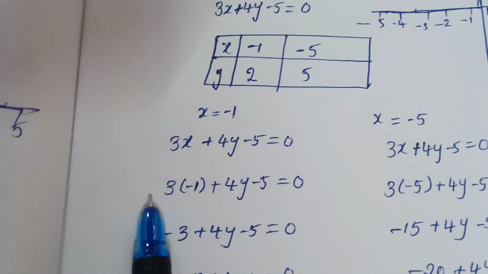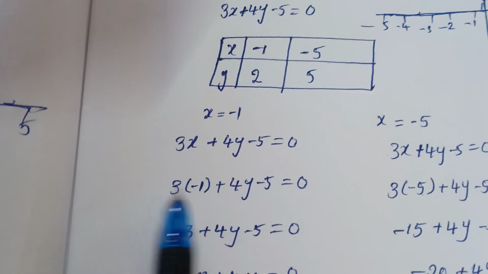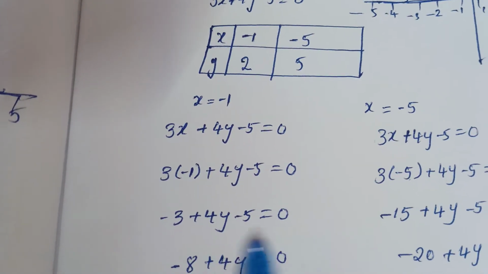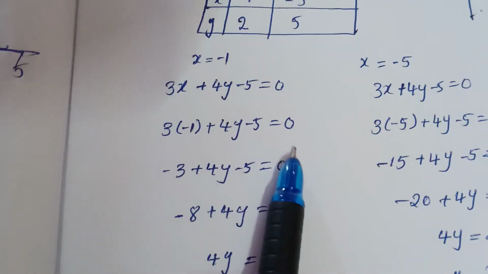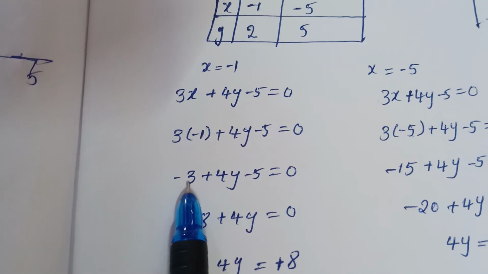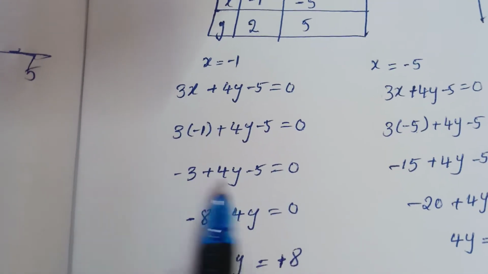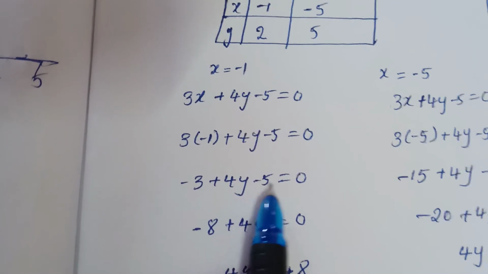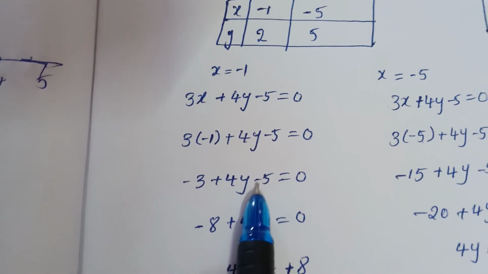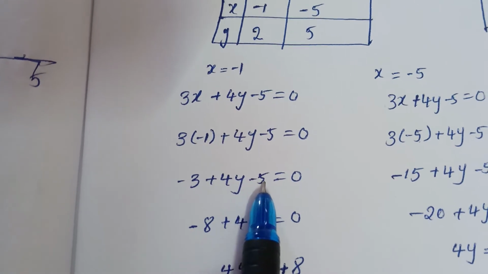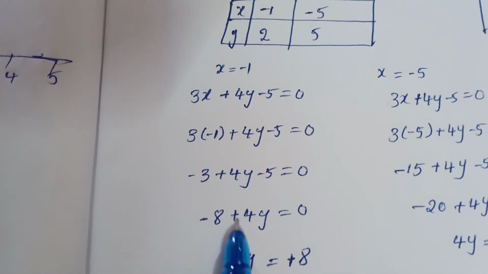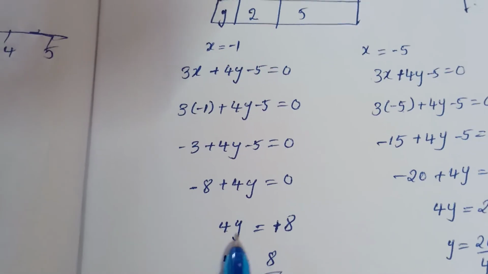Here the 3 has no sign in front, so it is plus. Plus into minus is minus, 3 ones are 3, so minus 3 plus 4y minus 5 equals 0. The remaining part stays as it is. Now the constant numbers are 3 and 5, both minus, so we add them: 3 plus 5 is 8, and we write the sign of the greater number, so we write minus 8 plus 4y equals 0.